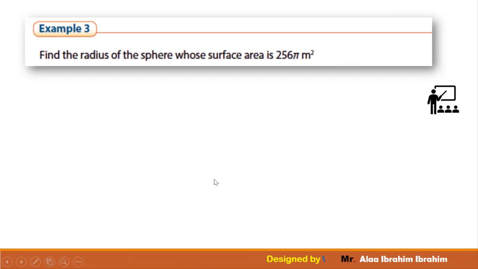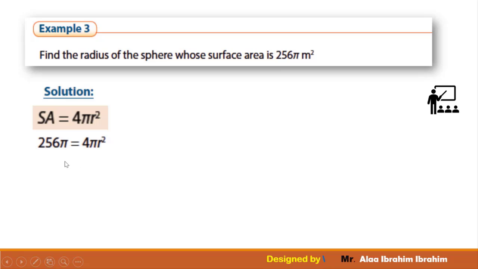Now we're going to something else. We need to find the radius. I give you the surface area, so it's the inverse. How do I find the radius? Recall your formula again. Your formula, you remember, is 4πr². So this is my formula. I replace the surface area with this number. So it will be like this.